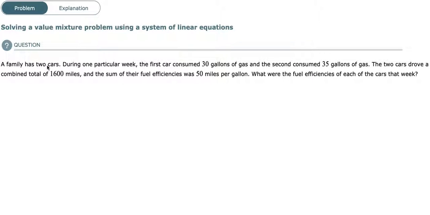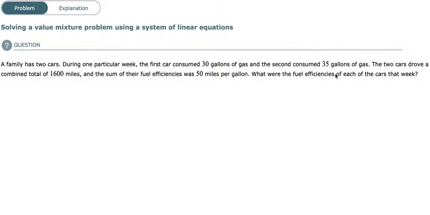So we have a family that has two cars, and during a particular week, the first car used 30 gallons of gas and the second one 35 gallons. The two cars drove a combined total of 1,600 miles, and the sum of their fuel efficiencies was 50 miles per gallon. What were the fuel efficiencies of each of the cars that week?